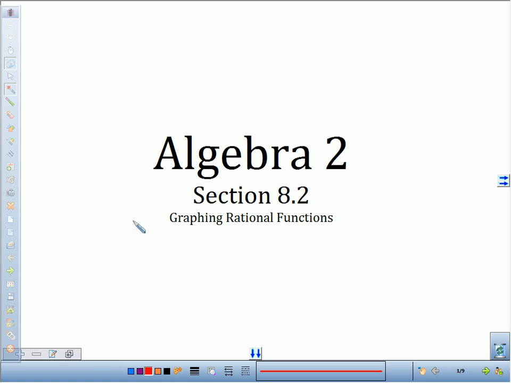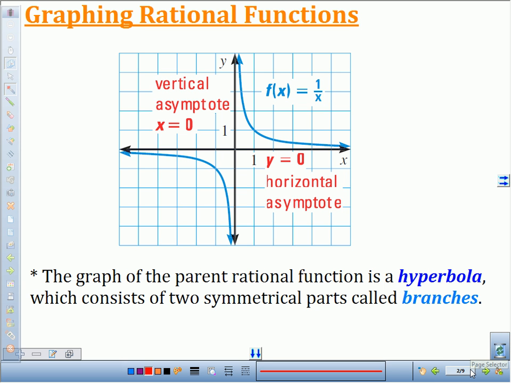These are notes for Algebra 2, Section 8.2. We're going to be graphing rational functions. Let's first look at the parent function for a rational function. As you can see, this is the parent function here. We have these two curved lines on either side of the x and y axis.